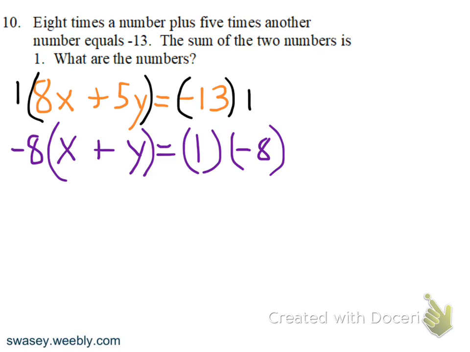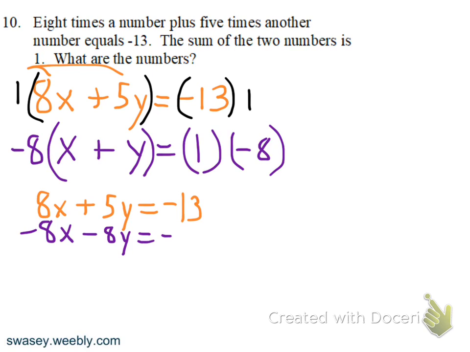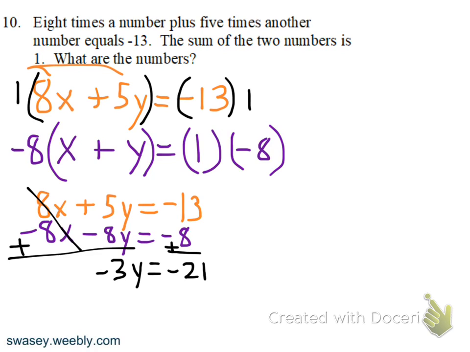We need one of them to come out to be positive, one of them to come out to be negative. Distributing the 1 won't change it, so we have 8x plus 5y equals negative 13. And then distributing your negative 8, we get negative 8x minus 8y equals negative 8. Add your equations together, the x's are eliminated. For the y's, we get negative 3y. Negative 13 plus negative 8 is negative 21. To get rid of multiplying by negative 3, divide both sides by negative 3. And so we have y equal to 7.